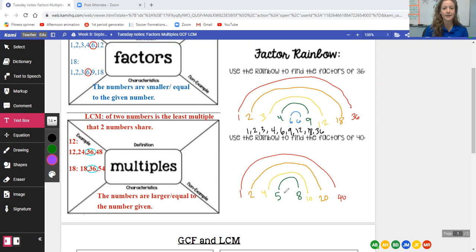6 times what is 40? Doesn't work. What about 7? It doesn't work. Next would be 8, but we already have 8 on that rainbow, so we can go ahead and stop. All right, so let's go ahead and list those factors in numerical order. So we would have 1, 2, 4, 5, 8, 10, 20, and 40. Any questions?